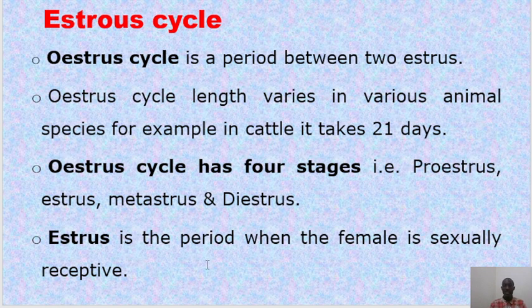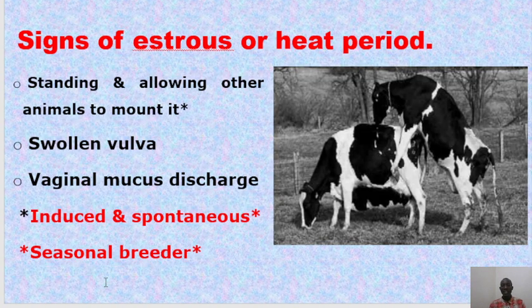Estrus you define as a period when the female is sexually receptive. There are various signs of heat that we always see: a swollen vulva, vaginal discharge, bellowing, and the tail being raised continuously. But the only conclusive sign that we see in estrus is a cow or animal that allows you to stand and others mount it. That is a clear, conclusive sign that this animal is on heat.